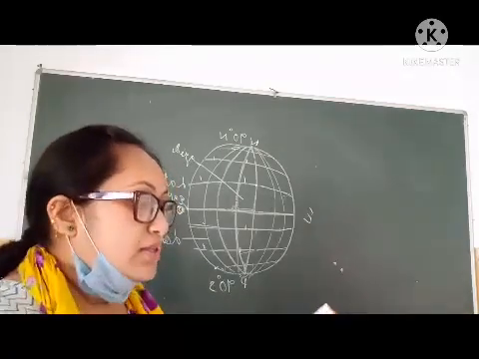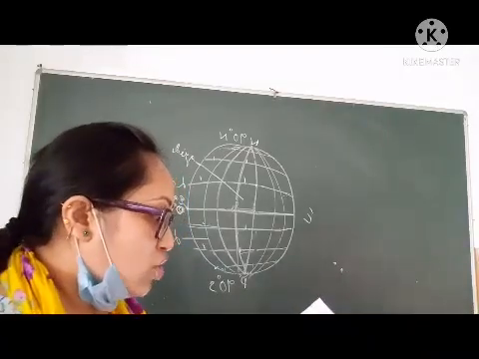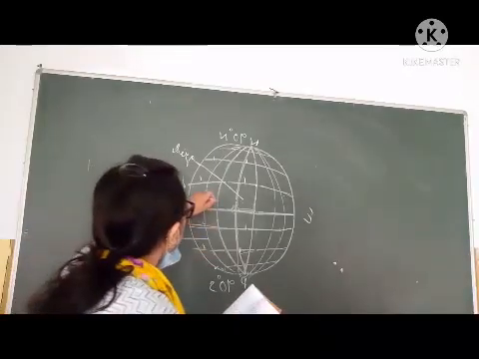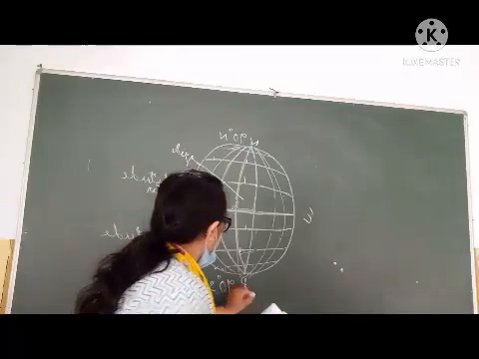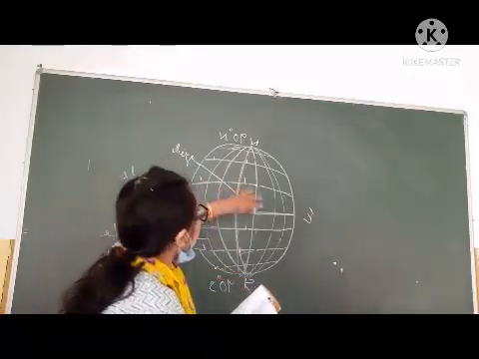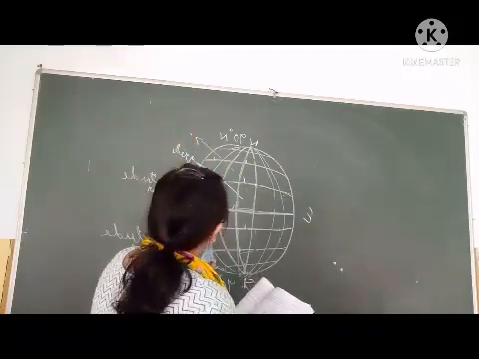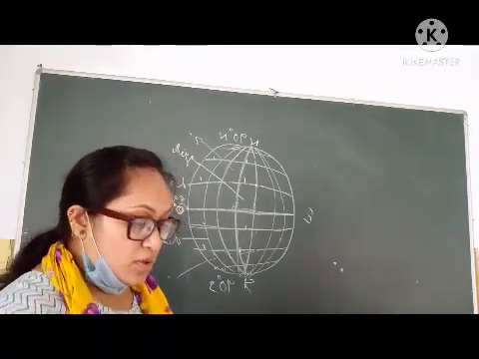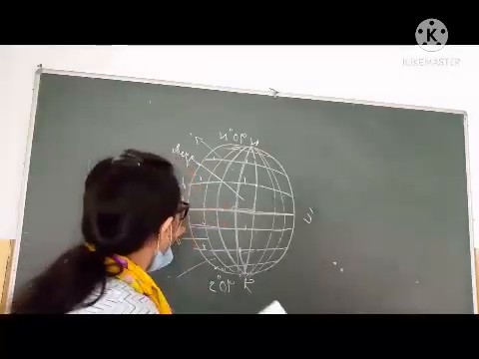Number 3. The northern and southern hemispheres have 90 lines of latitude or parallels each. Now we know that this is the north pole and this is the south pole. So this part is known as the northern hemisphere and this part is known as the southern hemisphere. These hemispheres are numbered from 1 degree to 90 degrees.